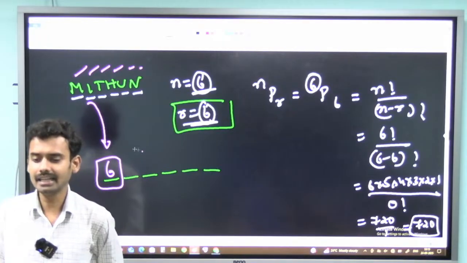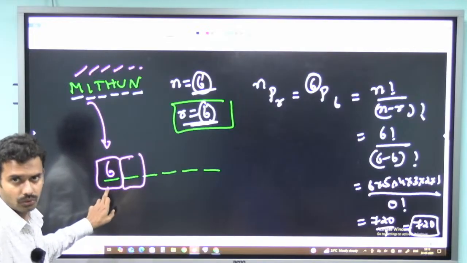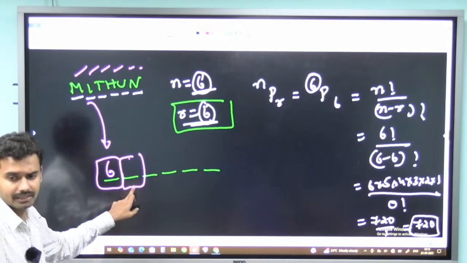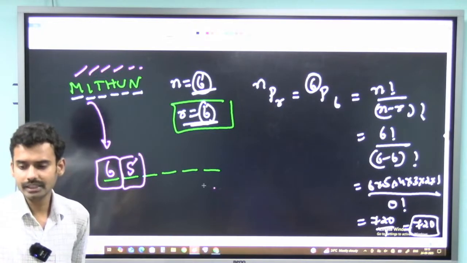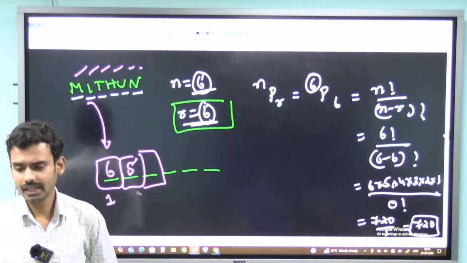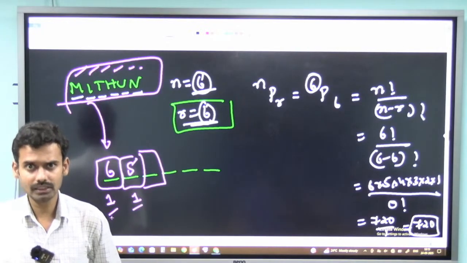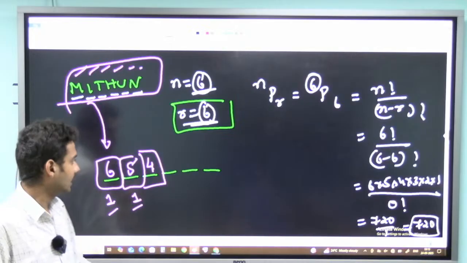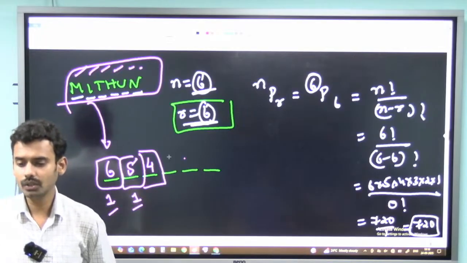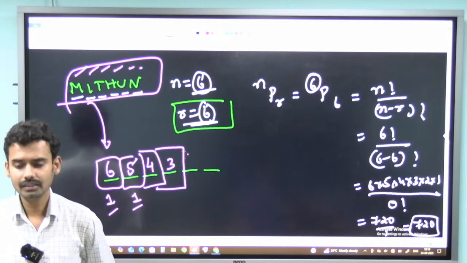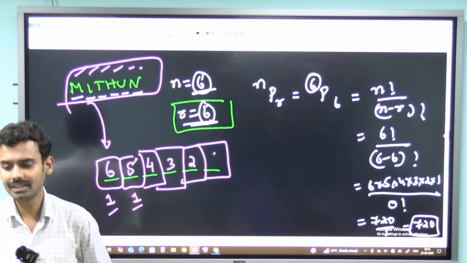Now if I come to the second place, I have 6 letters, but 1 letter is already used here. So how many letters are available for the second place? Is it 5? So there are only 5 possibilities for the second place. Again, when I come to the third place, 1 letter is used here, 1 letter is used here. So out of 6, 2 letters are used. I am left with 4 more letters. So there are 4 available possibilities for the third place. Similarly, for the fourth place there will be 3. For the fifth place there will be only 2. And for the sixth place I am left with only 1 letter.